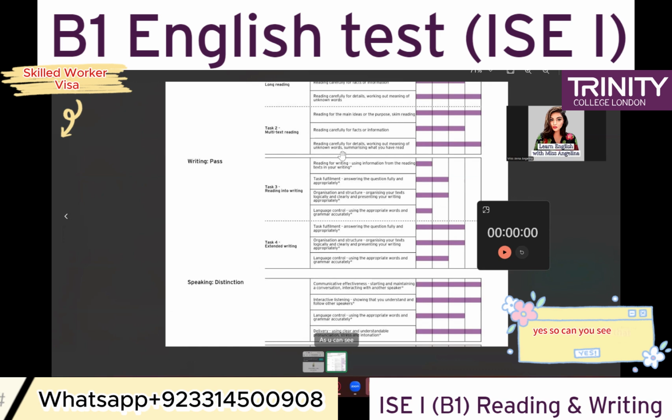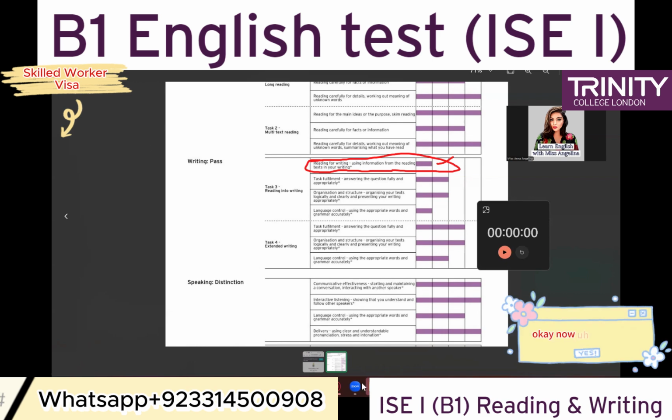Yes, so can you see that in here there's a bar, reading for writing, using information from the reading text in your writing. This means there are marks for it. Anyone who will try to write by themselves and not use ideas from the text will get fewer marks here. And organizing the text and also giving information fully and appropriately, language control, using the appropriate words and grammar accurately. All these things matter. When I say organization and structure, it means firstly, secondly, and thirdly, putting those things together.